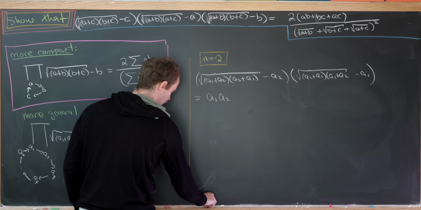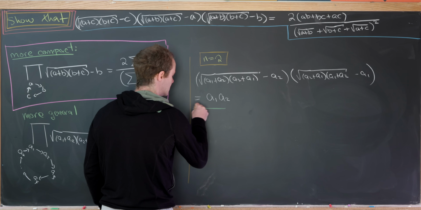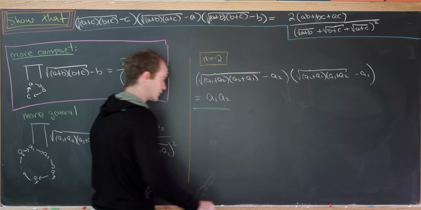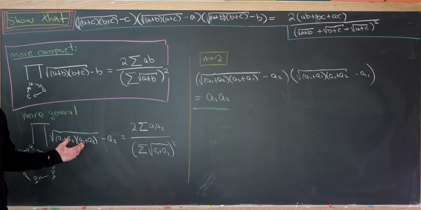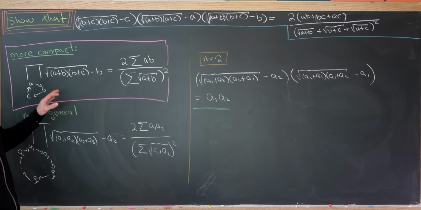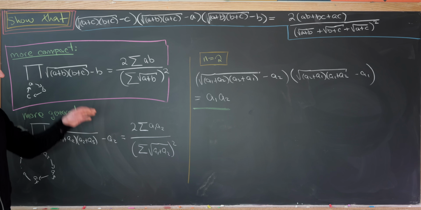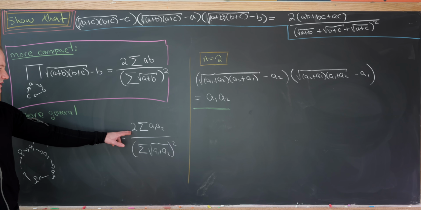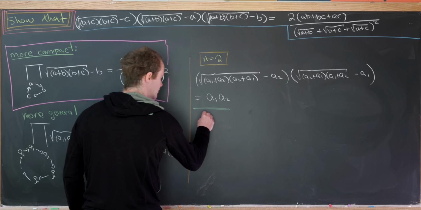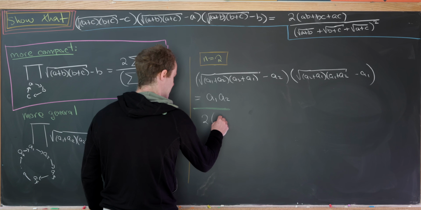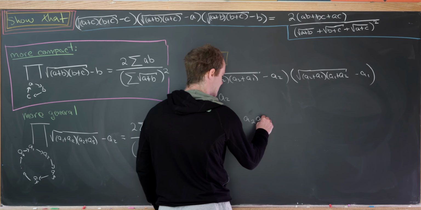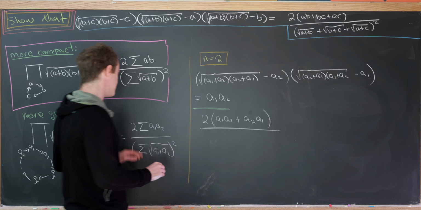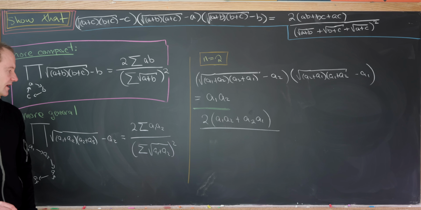Now let's see what the right-hand side looks like, just to make sure that this works in the n equals 2 case, which is not guaranteed. This identity could not hold in the n equals 2 case. In fact, it may only hold in this n equals 3 case. Okay, so like I said, the n equals 2 case will be 2 times, well, this is going to be a1 times a2 plus a2 times a1, based off our cyclic summation there.